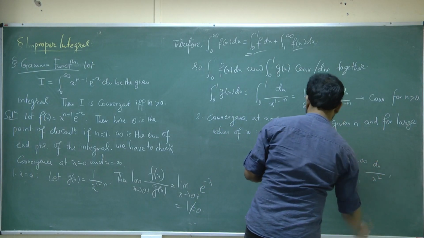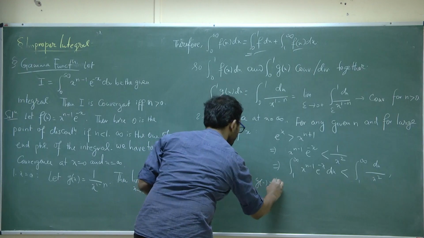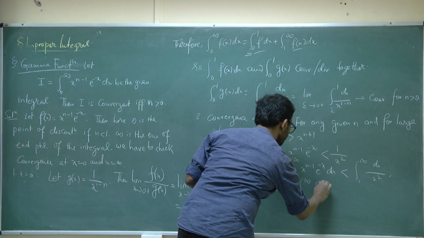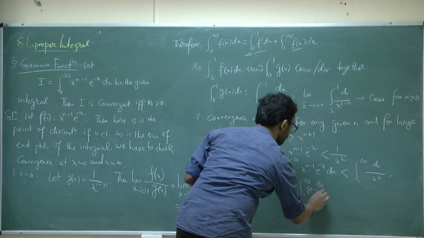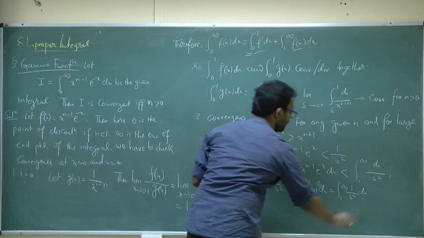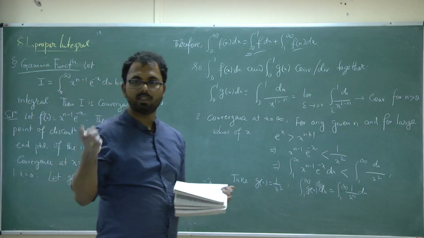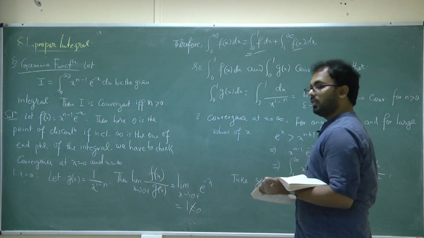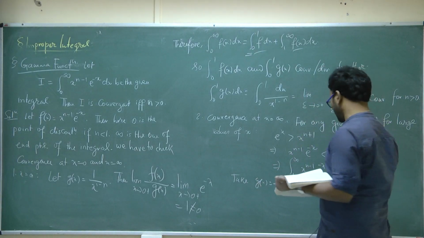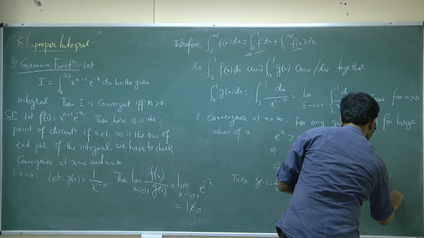So take g of x as 1 by x square. Then the integral from 1 to infinity g(x) dx will be the integral from 1 to infinity 1 by x square dx. Now the integral of 1 by x square dx is always convergent, because you can do the limit t tends to infinity, integral from 1 to t of dx by x square, then evaluate, put the value of x equals t and then check, this will be always convergent. So this is convergent.